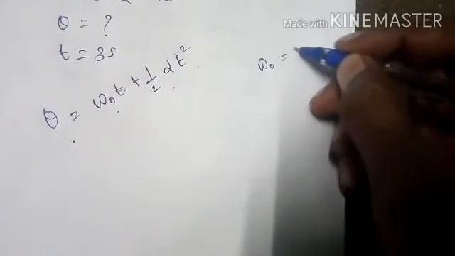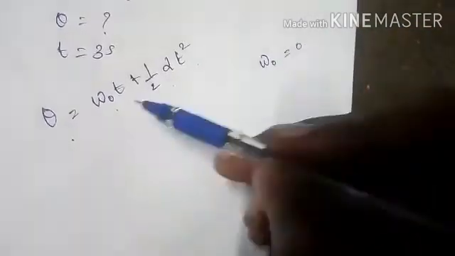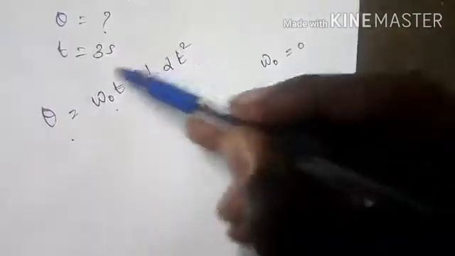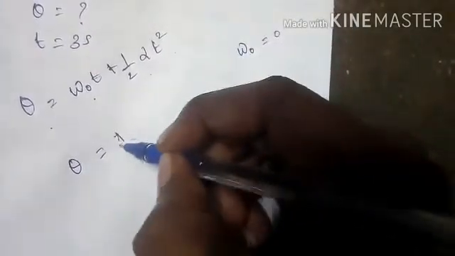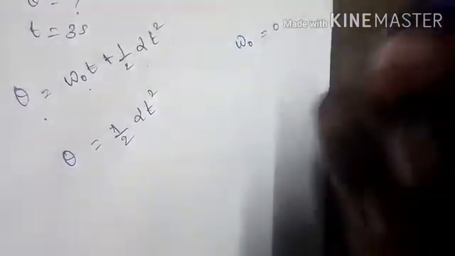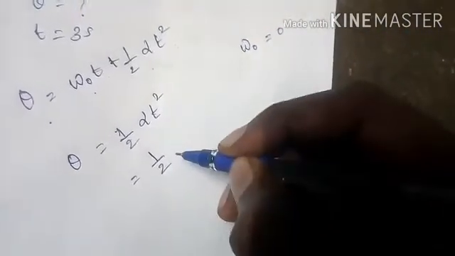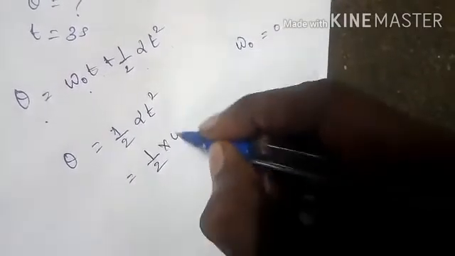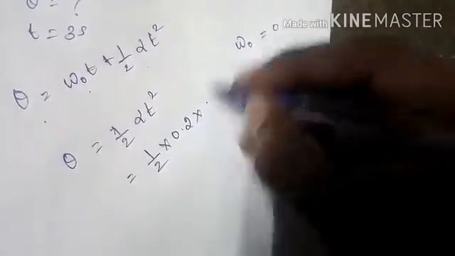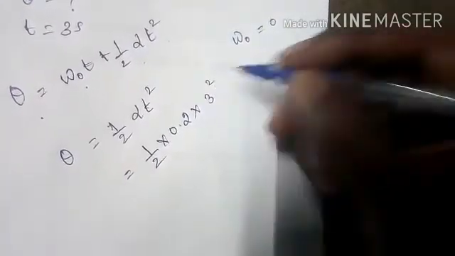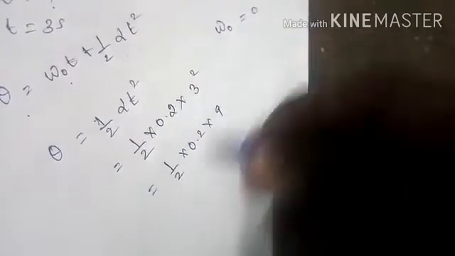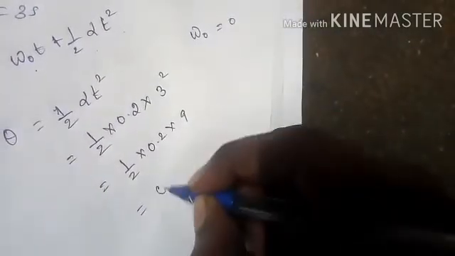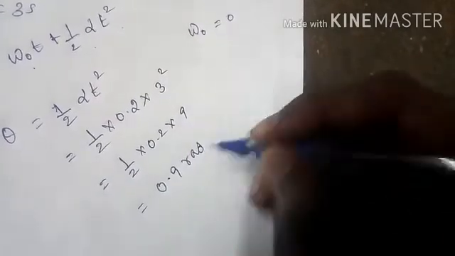Already given in this question, angular velocity is 0, so 0 into t, this term is fully 0. So theta equals the remaining term, 1 by 2 alpha t squared. Alpha value is 0.2, t value is 3 seconds, so 3 squared. So 1 by 2 into 0.2 into 9. After the simplification, the value is 0.9 radian. This is the angular displacement.